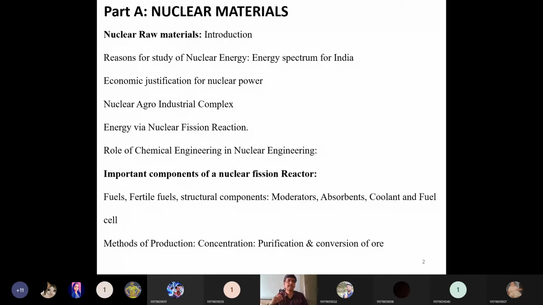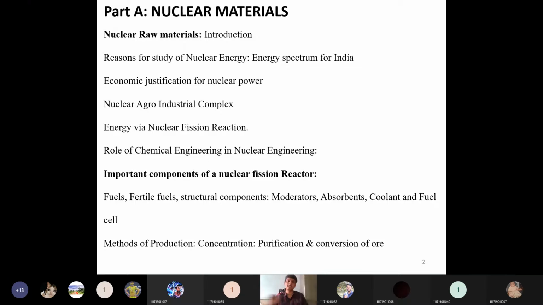Then next are the reasons why we have to study nuclear energy. What is the energy spectrum for India? What is the economic justification of nuclear power? Why, apart from conventional energy sources like hydro power generation and steam power generation, do we have to use nuclear energy instead of those conventional sources? How advantageous is this? We will be discussing it in detail.